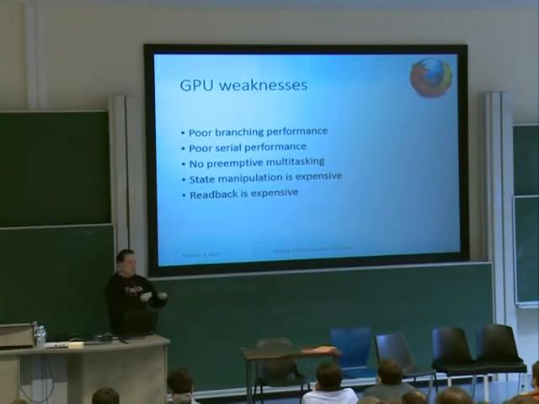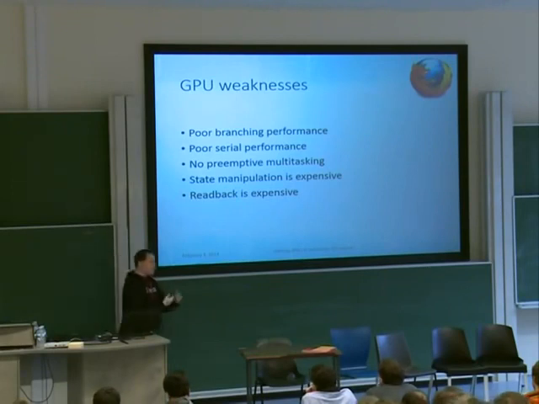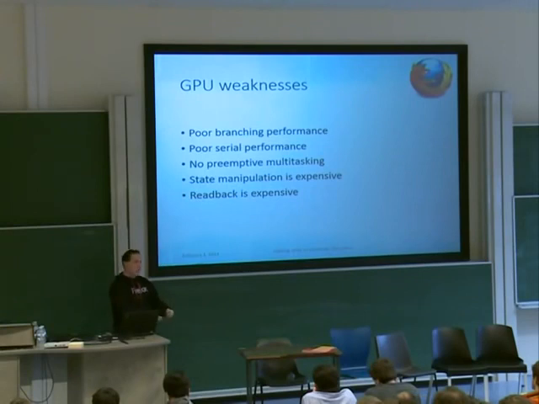Then the state manipulation is expensive. We basically have to set the program on these cores, right? And you have to prepare everything for this task that you're going to set it out to do. And then you're going to fire it off. And when you fire it off, it goes into the GPU pipeline.